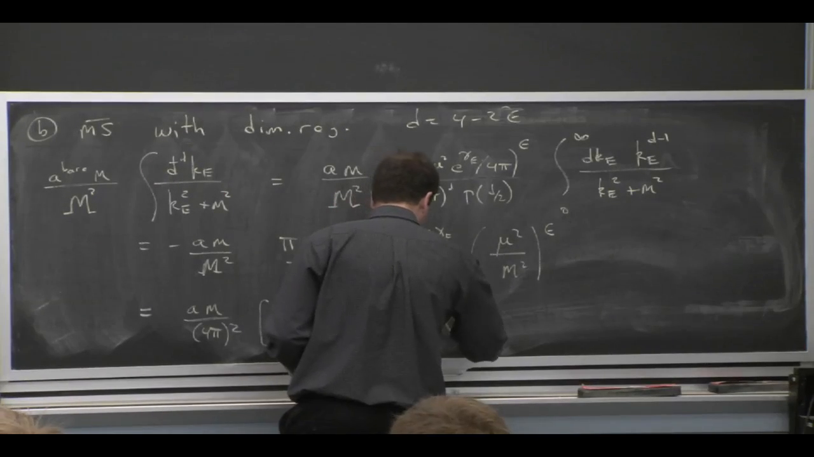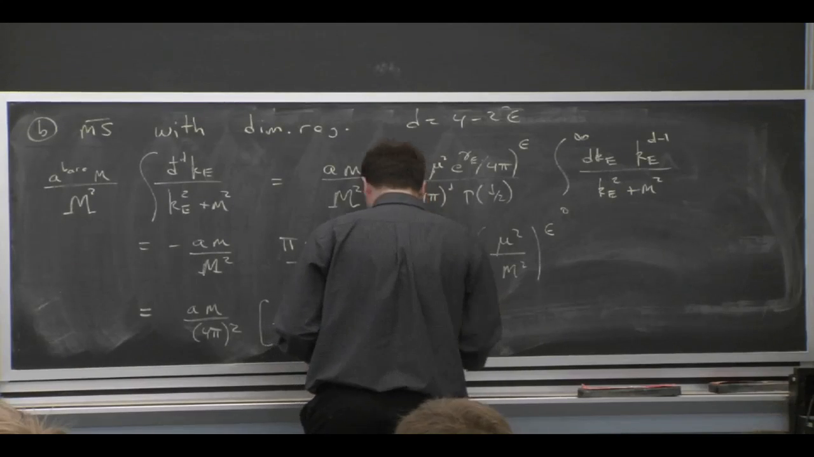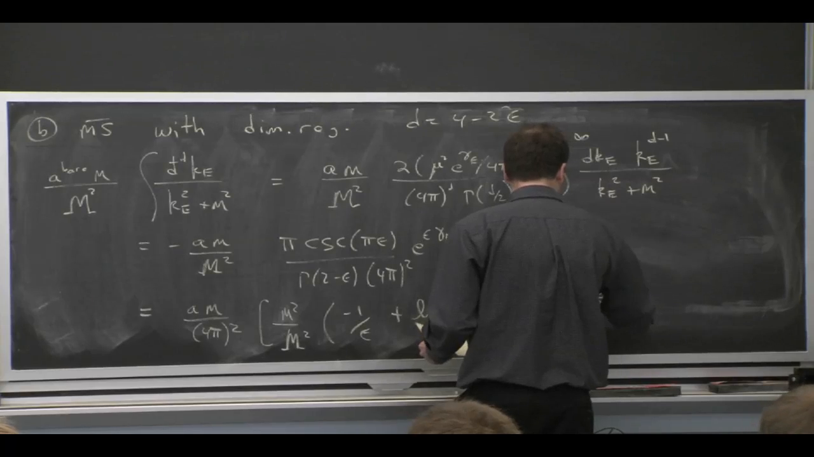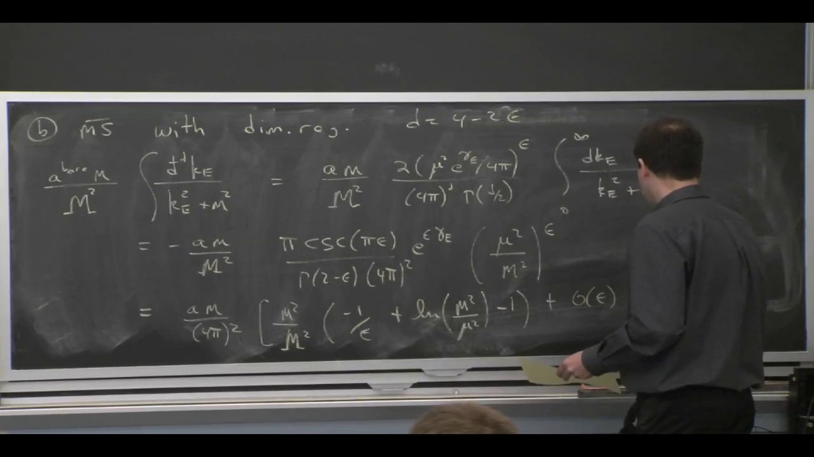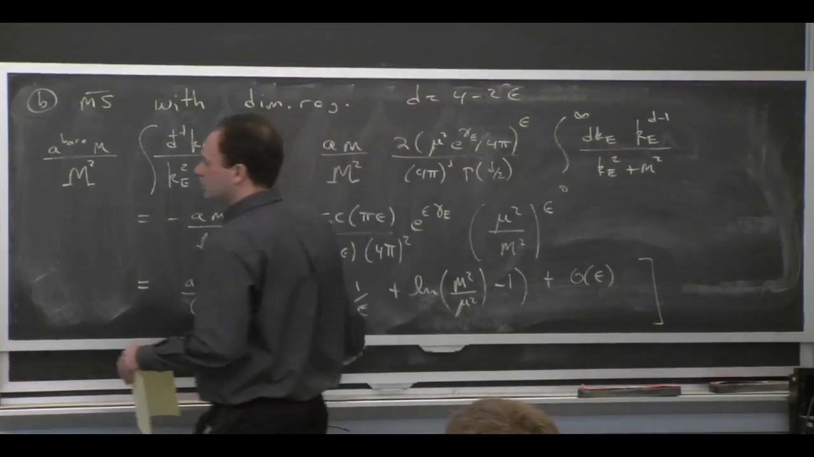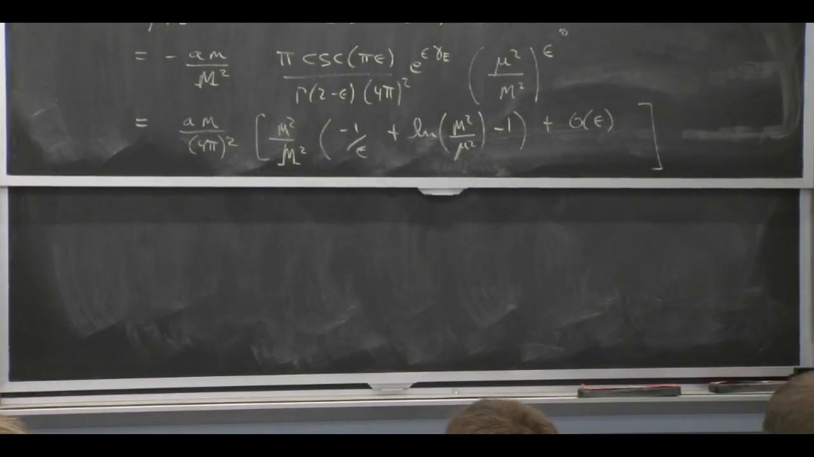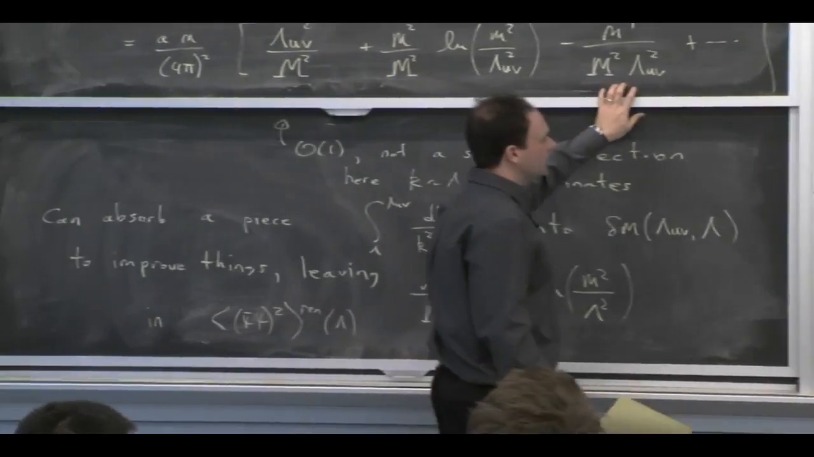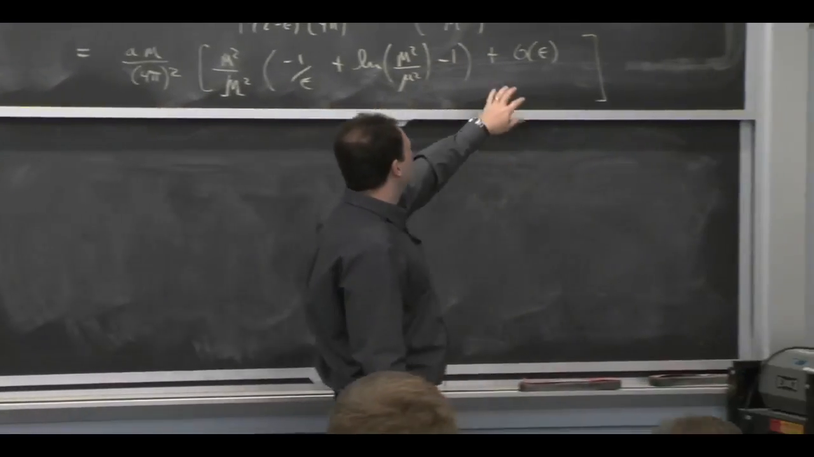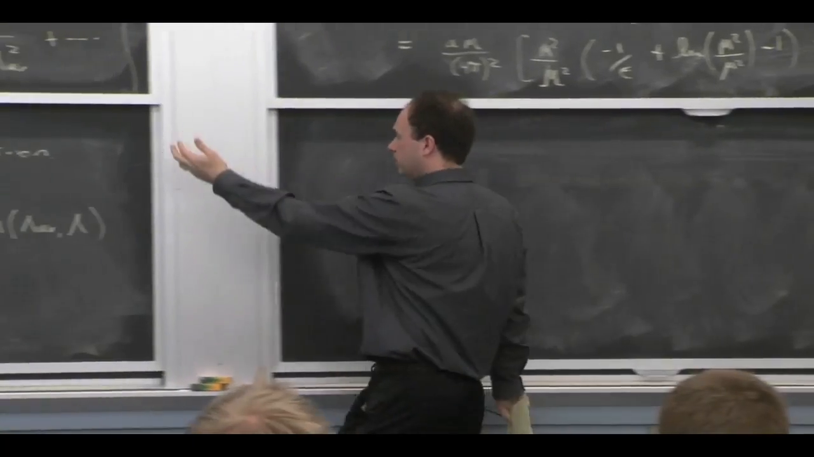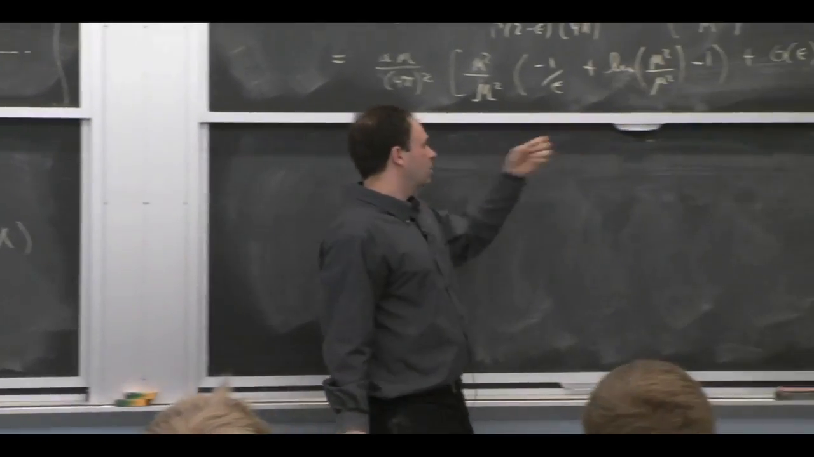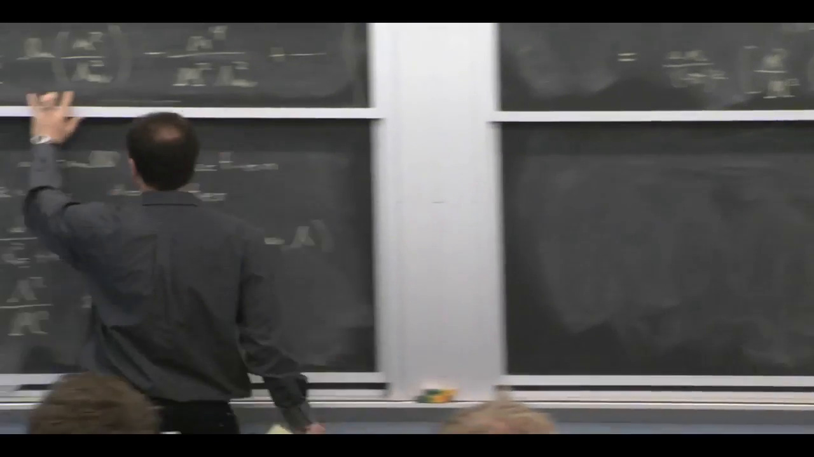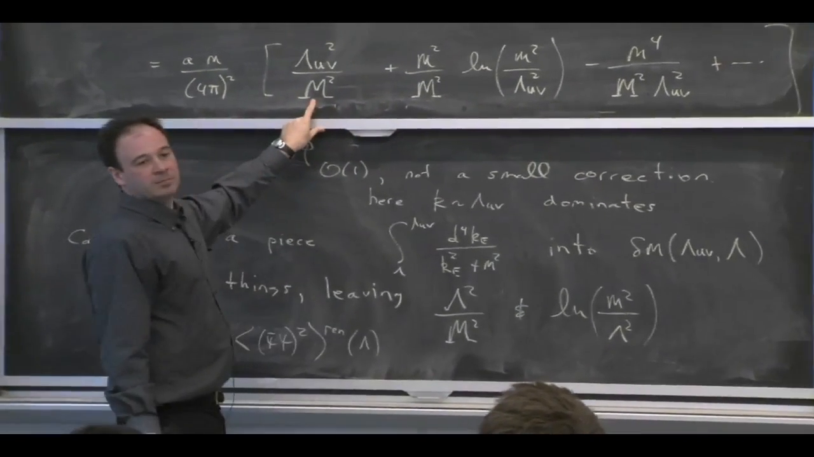We get a logarithm. There's some constant as well. And then there are order epsilon pieces. So you should contrast this result here with the result we had over here. The order epsilon pieces are kind of like these terms. They're the terms that would go away if I took the cutoff, lambda UV, to infinity, or epsilon to 0. There are terms here that go like m cubed over m squared. That's like this term. And this term's not there.